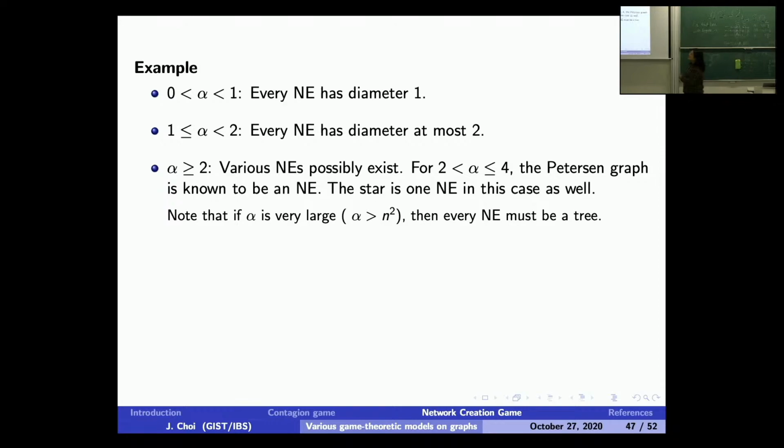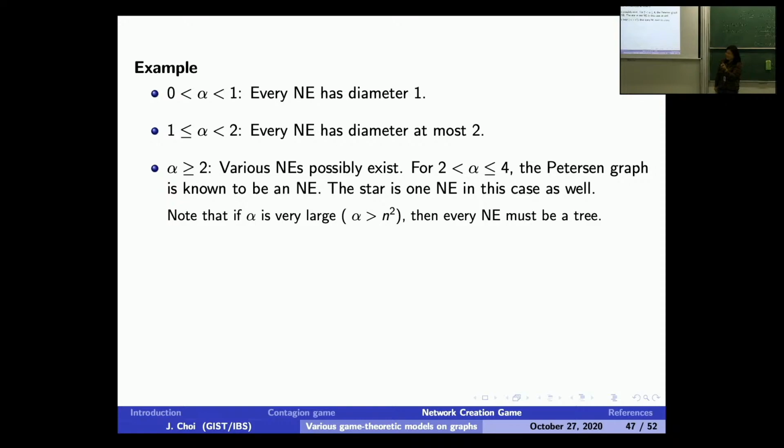So it's pretty simple, a trivial case, but still it's similar. A situation can apply when alpha is less than 2. In that case, every Nash equilibrium has diameter at most 2. In the first case, we have only one option, one graph: the complete graph is the case to have diameter 1. And the second case, any connected graph with diameter 2, what kind of graphs are there?